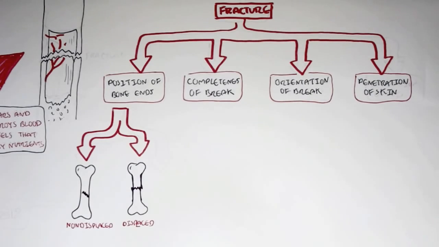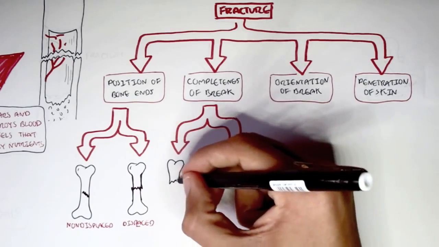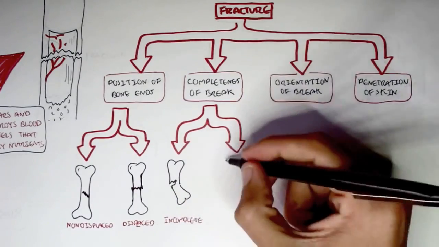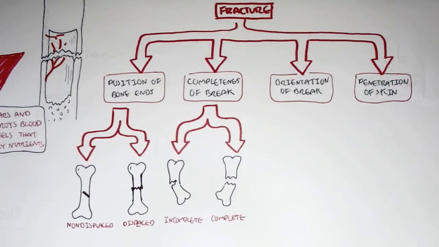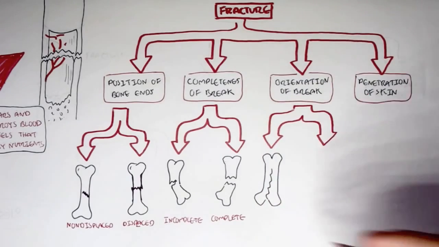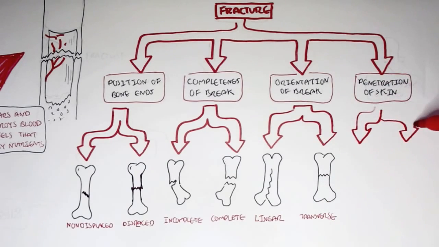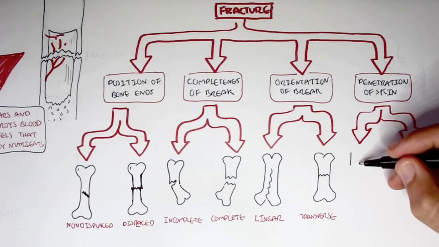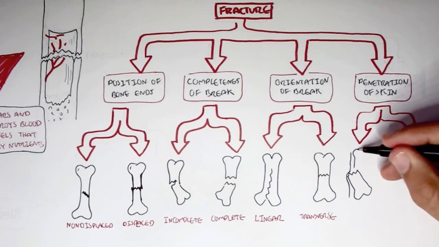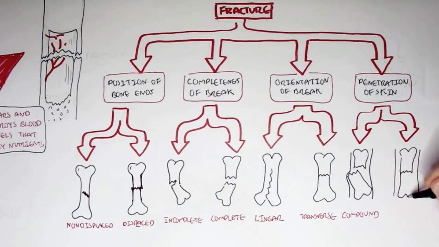The completeness of the break essentially means whether the bone completely fractured or incompletely fractured. So whether it incompletely doesn't break off or it completely breaks off. Now, the orientation of the break means whether the fracture is on a vertical axis or a horizontal axis, also known as linear or transverse. Penetration of the skin is obvious. A fracture that penetrates the skin will cause a compound fracture, and one that does not penetrate the skin will cause a simple fracture.